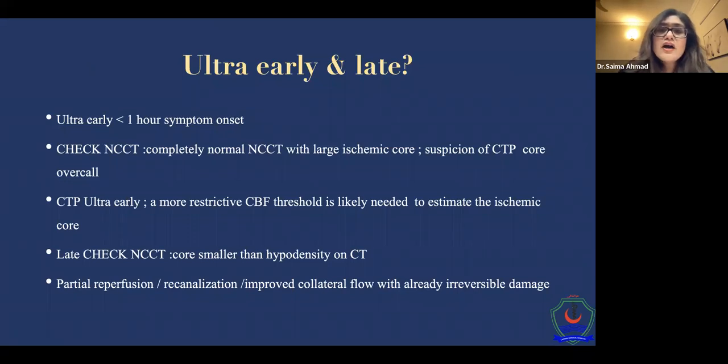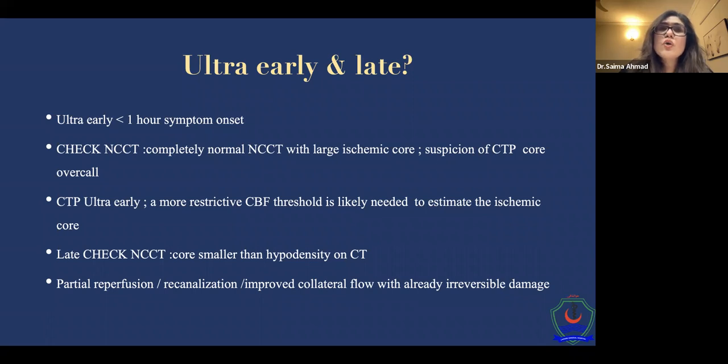So what about the ultra early and the late time window? As I have told you earlier about the ghost core, all of you must know about the ghost core. Before 6 hours, if you do the CTP, the whole of the affected hemisphere is showing the core because collaterals are not yet open. So you cannot defer the patients from the EVT therapy on the basis of that core. So that is called the ghost core.